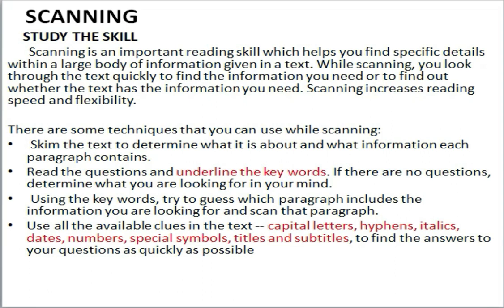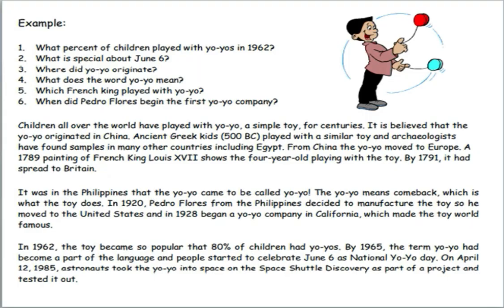Skim the text to determine what it is about and what information each paragraph contains. Read the questions and underline the keywords. If there are no questions, determine what you're looking for in your mind. Using the keywords, try to guess which paragraph includes the information you're looking for, scan that paragraph, and use all the available clues in the text to find the answers to your questions as quickly as possible. Now I'm going to show you an example.